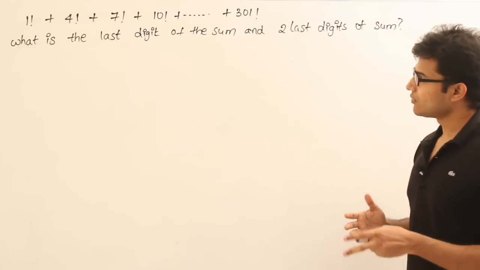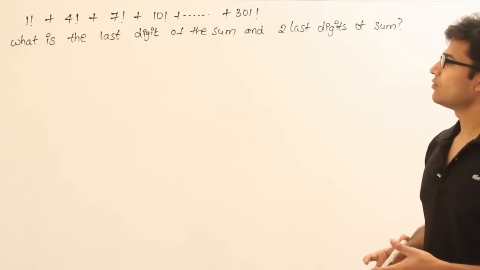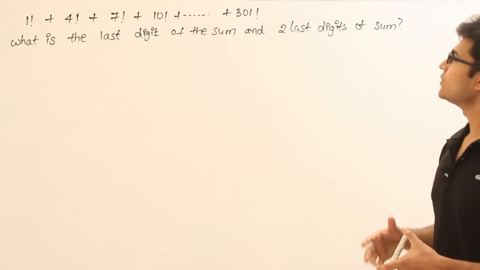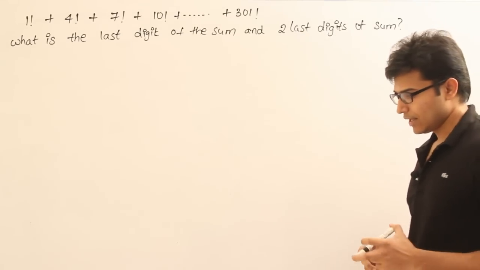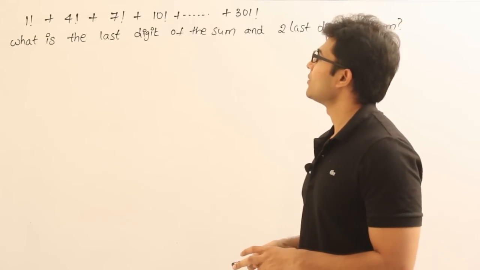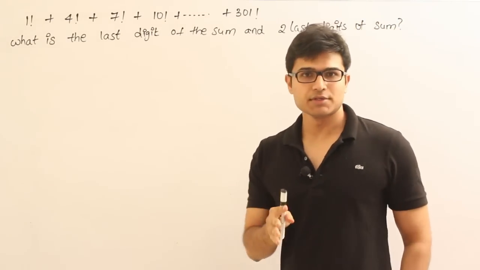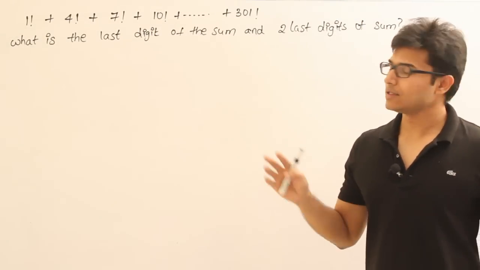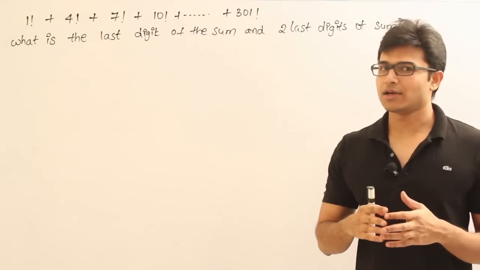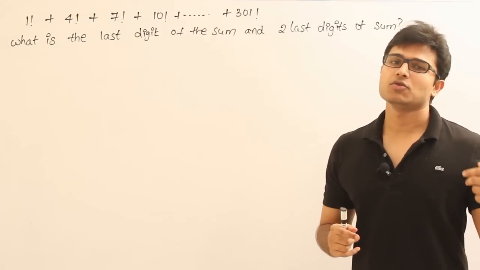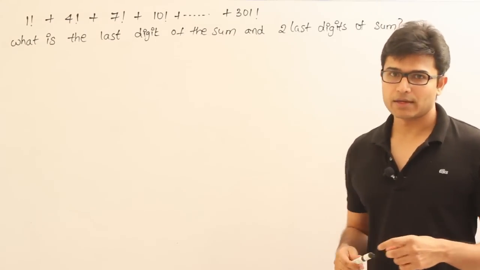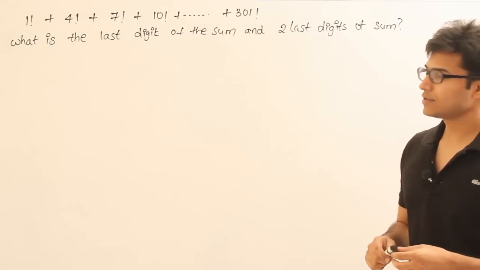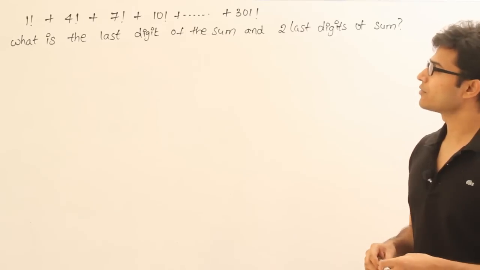Now the question is, if you add them all up, then what is the last digit of the sum and the last two digits of the sum? So this is the question. Now how to solve such a problem: they are asking about the last digit and then the last two digits. They are not asking us to find the entire sum, just the last one and two digits. Such questions can be asked in your aptitude. Even though it is coming from factorials, it is an aptitude kind of question.